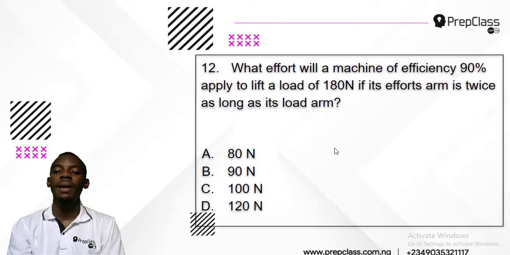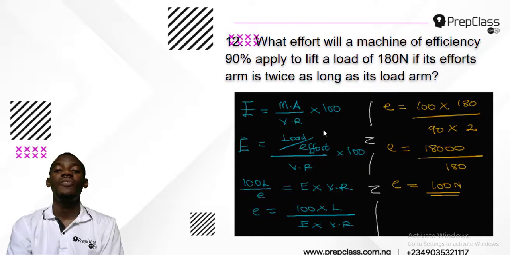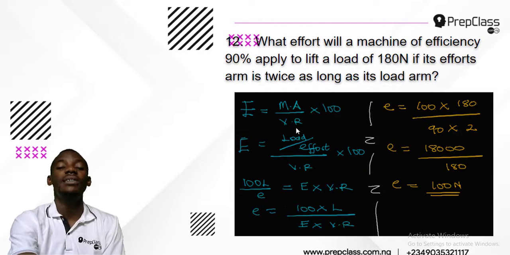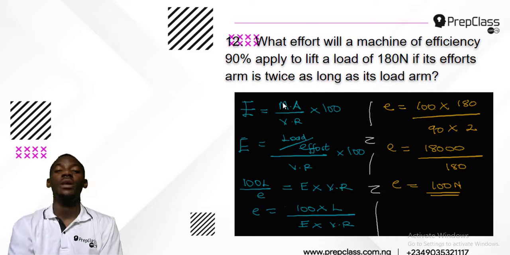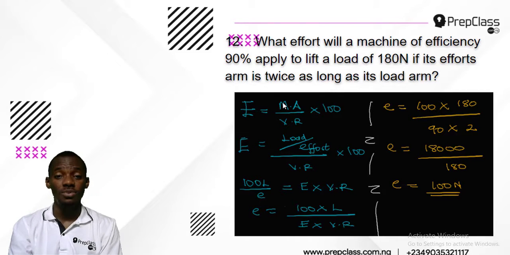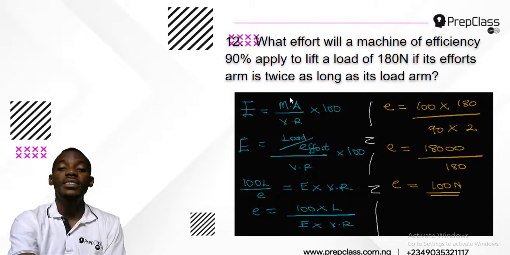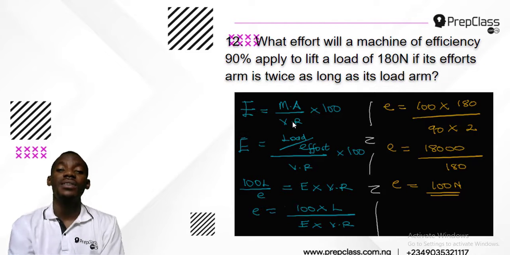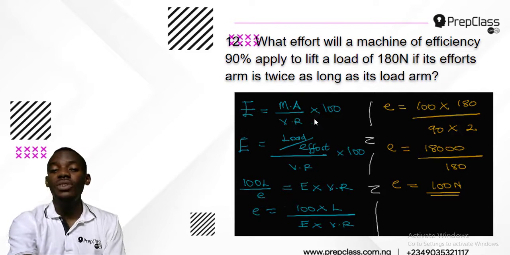What effort will a machine of efficiency 90% apply to lift a load of 180 Newton if its effort arm is twice as long as its load arm? Now, what will be the effort? This is a machine question, and we know that for the efficiency of a machine, the formula to use is MA over VR times 100, where MA is mechanical advantage and VR is velocity ratio. This is the formula for the efficiency of a machine.